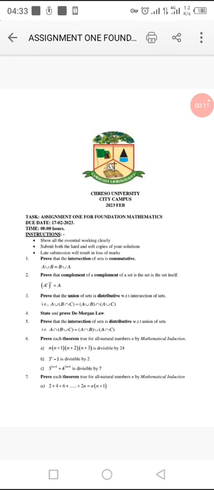So let's try to explore further Mathematics 110. Yes, this is mathematical induction.